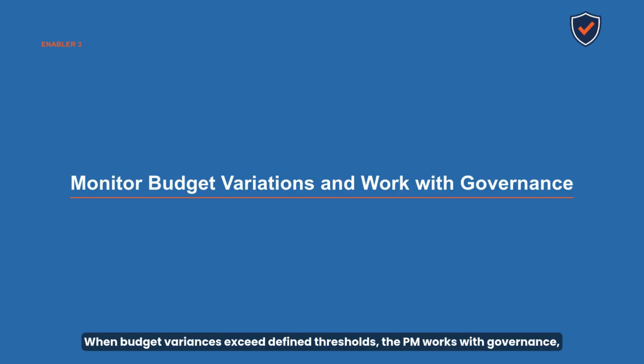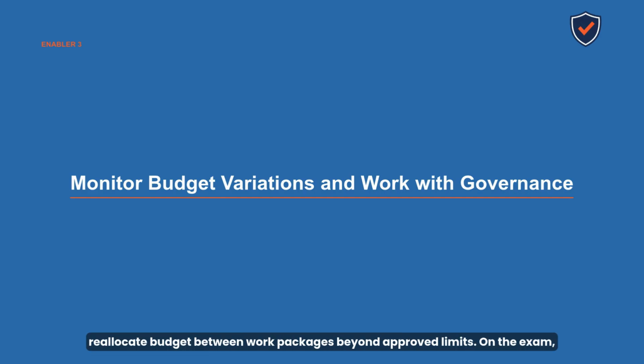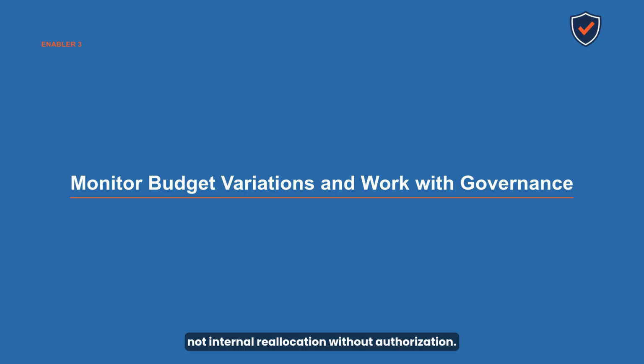When budget variances exceed defined thresholds, the PM works with governance, the Change Control Board, the sponsor, or the PMO to authorize budget adjustments. The PM does not unilaterally reallocate budget between work packages beyond approved limits. On the exam, working with governance is the correct response to significant budget variances, not internal reallocation without authorization.